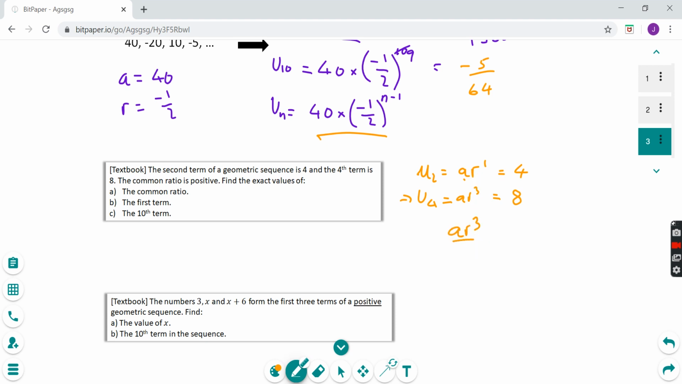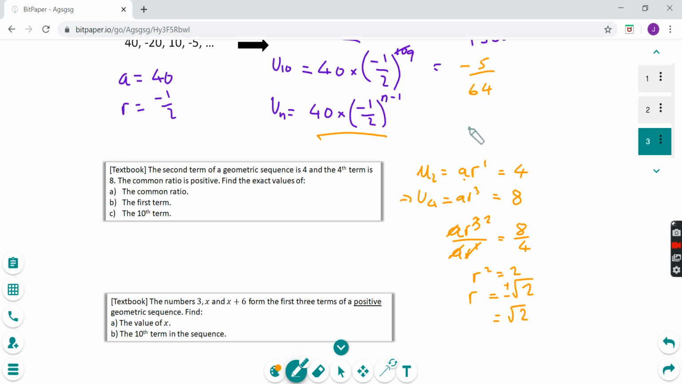You could do something like this, and that will cancel and it will go down, that will be removed. So you can say r squared equals 2, r equals plus or minus root 2. The common ratio is positive, so it's going to be just positive root 2. That's one way you could do it.